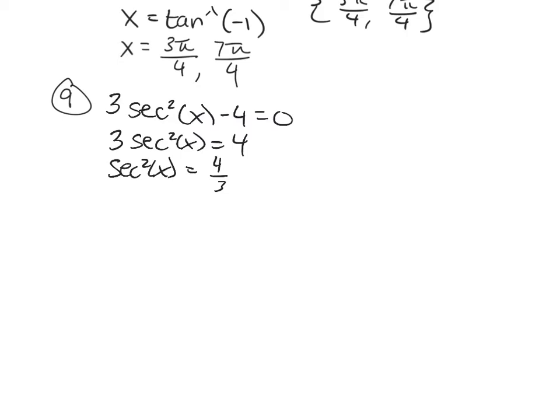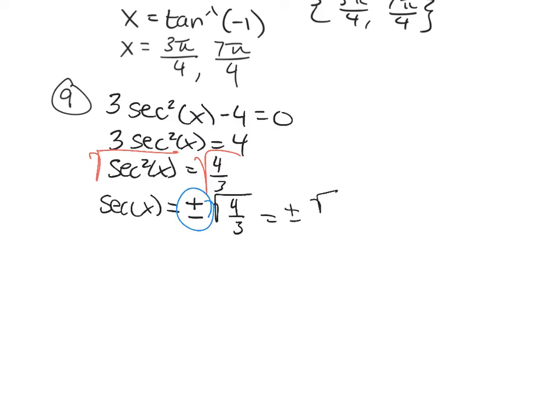Next piece is very, very important. In order to get rid of the square, we must square root both sides, and we end up with secant of x is equal to plus or minus the square root of 4 over 3. Please do not forget that plus or minus. That is so important, or else you're going to lose half your answers. But let's simplify what we can. So this becomes plus or minus square root of 4 over square root of 3. And we all know square root of 4 is 2, so this becomes plus or minus 2 over square root of 3.